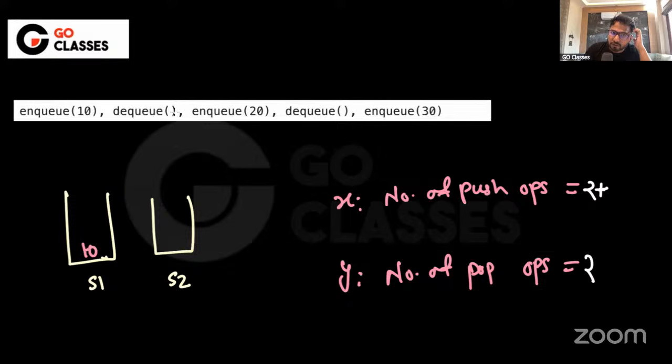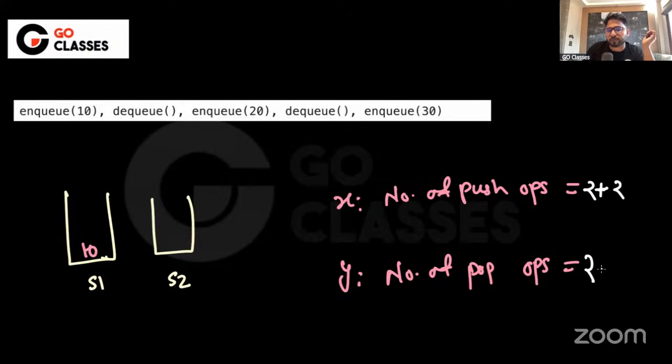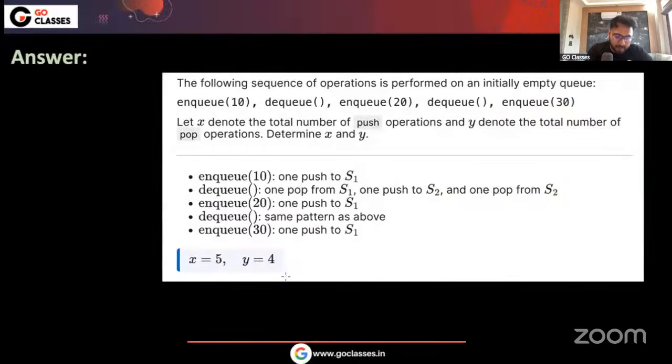So two push. So basically, I think this NQDQ is fine. Now, similarly, for this NQDQ setup, 2 plus 2 will be here also. Now you are NQing 30. Basically, now it is empty. Now you are NQing 30. So just for the NQ, you need to push it, right? So 5 is here and 4 is here. Okay. So 5 are the number of push operations and 4 are the number of pop operations.